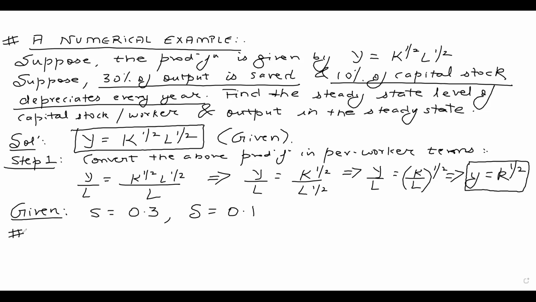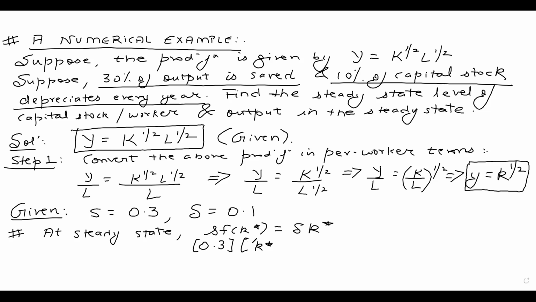So all of you can recall, at steady state, s f of k star is exactly equal to delta times k star. What is s? 0.3 times f of k star, which will be k star to the power half. This is nothing but f of k. So f of k star will be k star to the power half, equal to delta, which is 0.1, times k star.